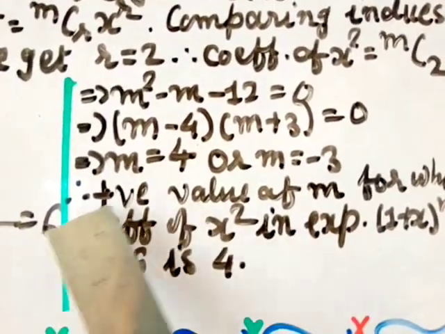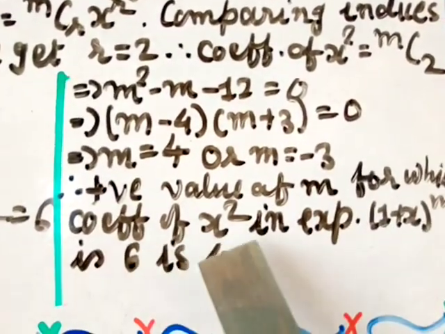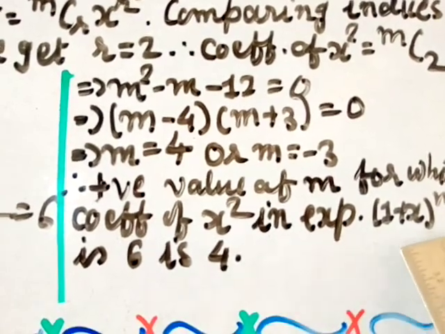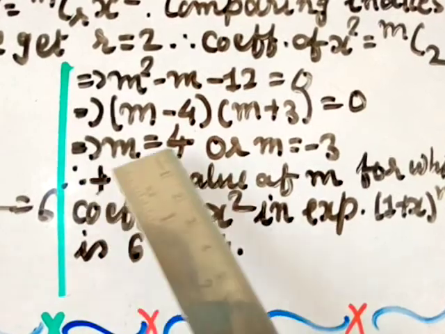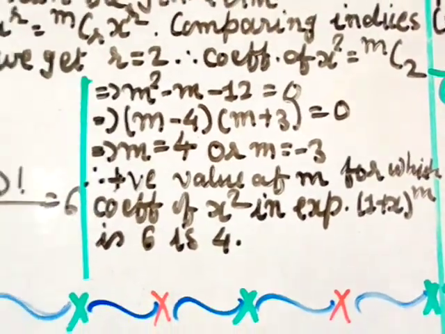Positive, therefore the positive value of m for which the coefficient of x square in the expansion of (1 + x) power m is 6 is 4. So the answer is m equal to 4. So that is what they asked us to find, the value of m, that is 4.